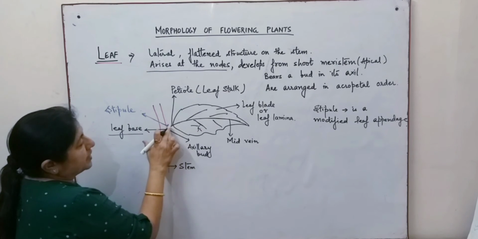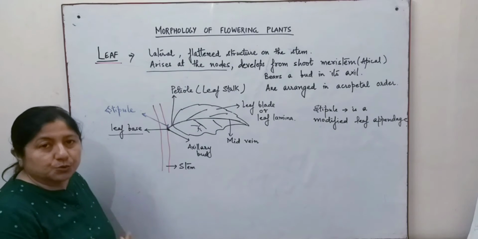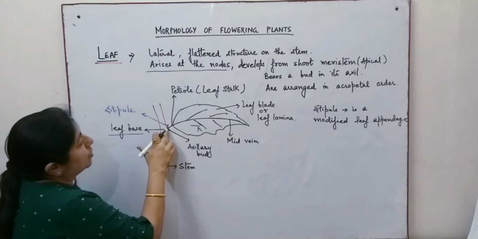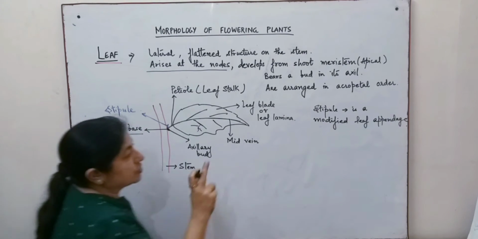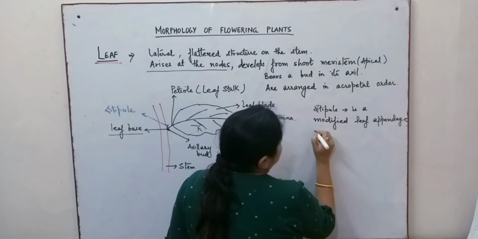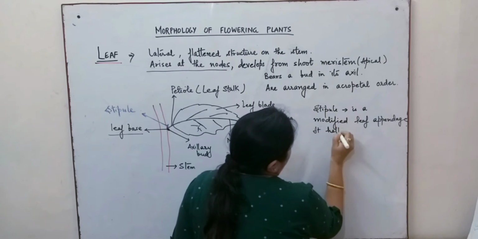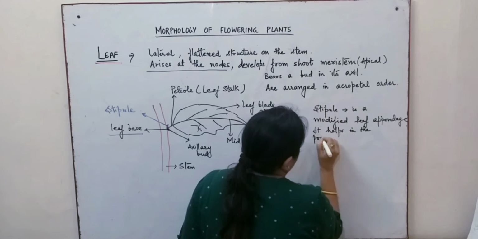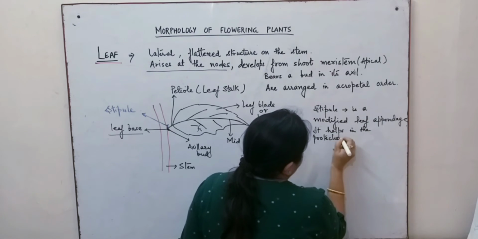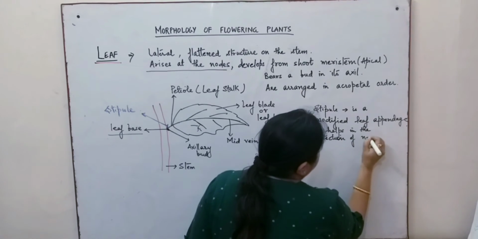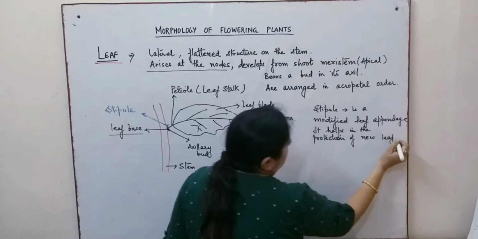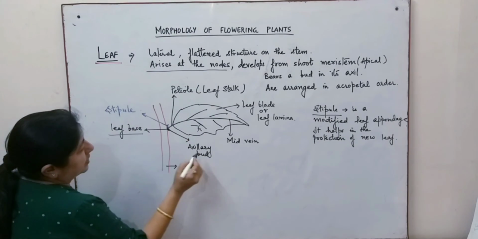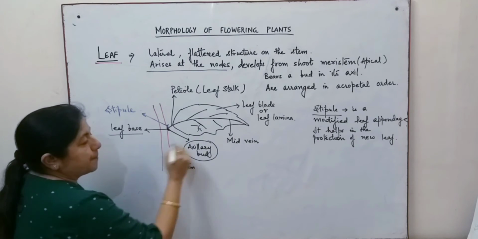So the stipule will protect the new leaf. It helps in the protection of the new leaf, and also it may or may not be present. So this modified leaf appendage helps in the protection of the new leaf, right? Then another structure which we see over here is the axillary bud.